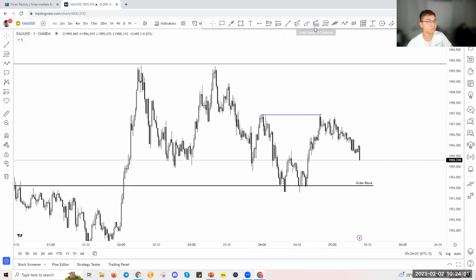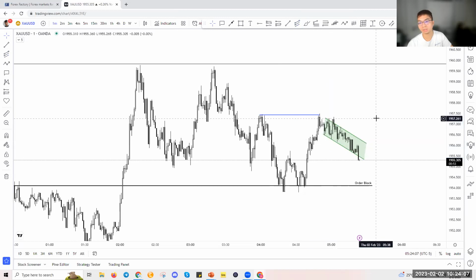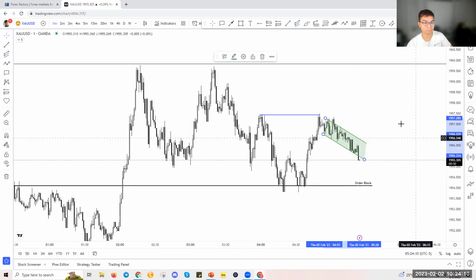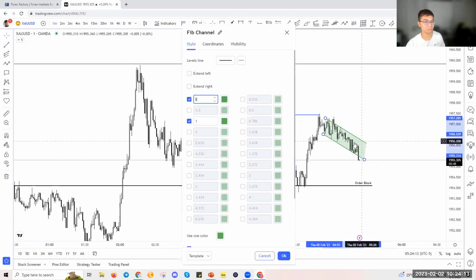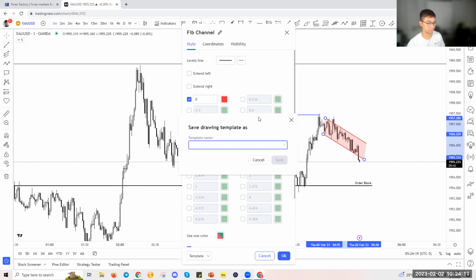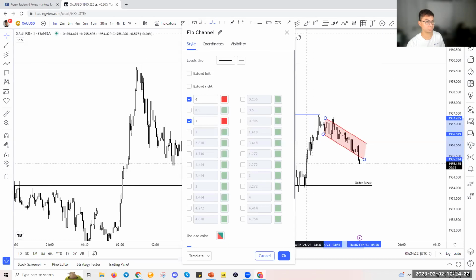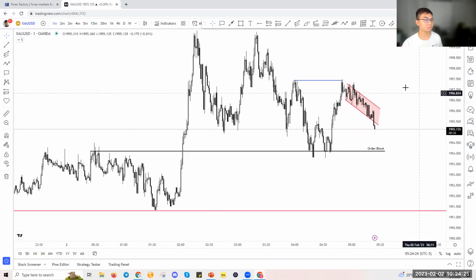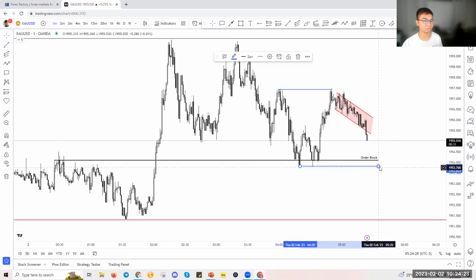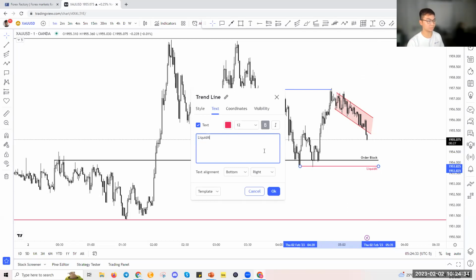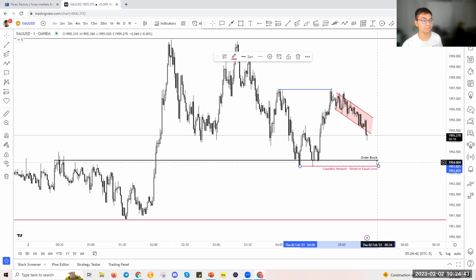So price has also recently broken the bearish descending channel. Okay, let me change the color. Red. Save as. Okay. So we can potentially continue to see price head down to clear out these relative equal lows right there. So it's the liquidity hotspots, relative equal lows. That could be an area that you are looking at.